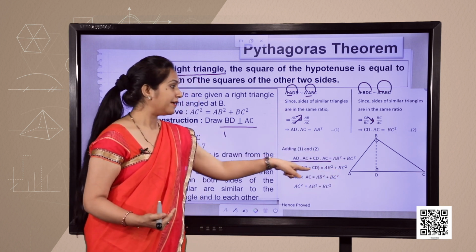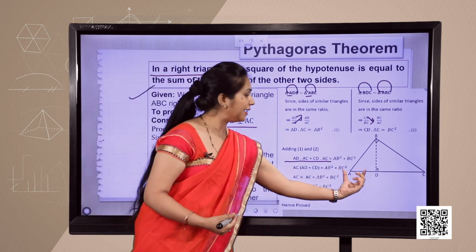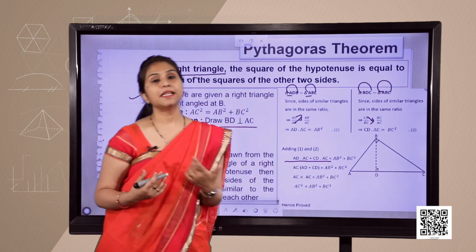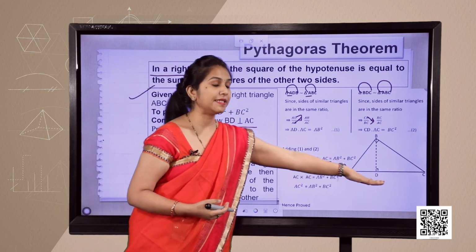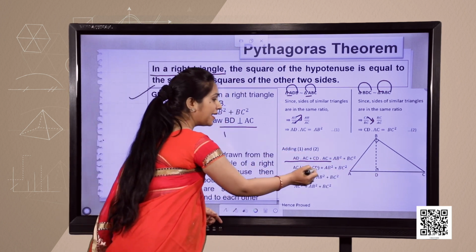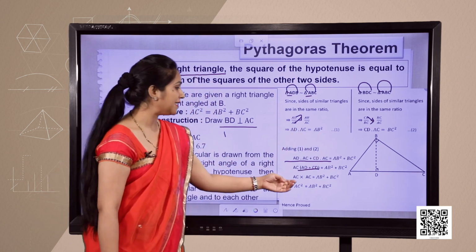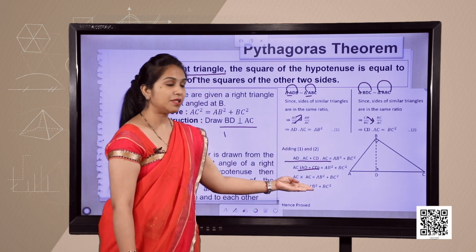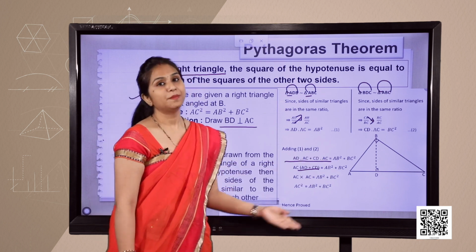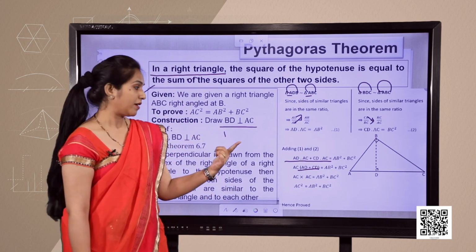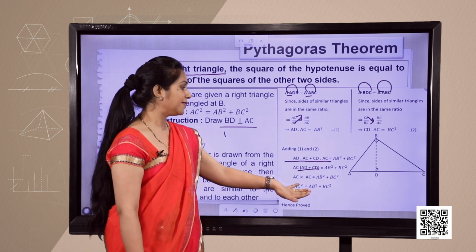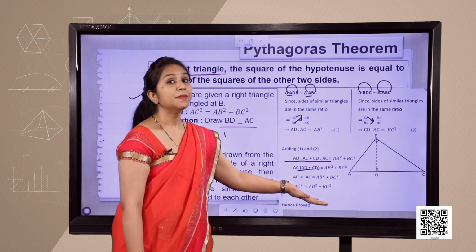Now, see the diagram. We have in the bracket AD plus CD. What does AD plus CD give you? It will give you whole AC. So, replace this bracket by AC only. So, you have AC into AC is equals to AB square plus BC square. Now, AC into AC gives you AC square. So, we got AC square is equals to AB square plus BC square.